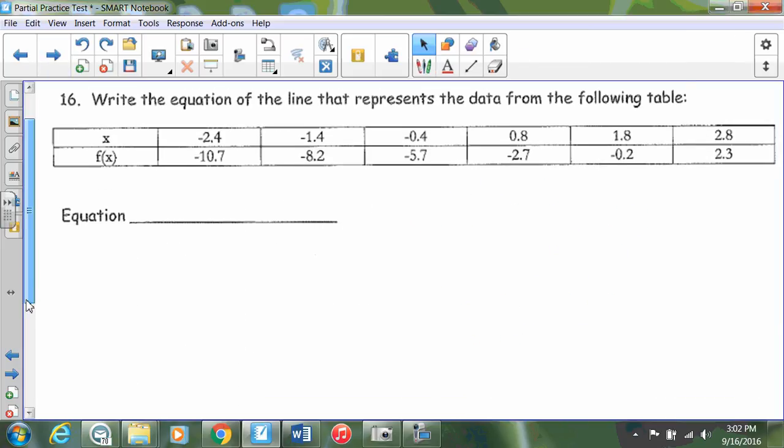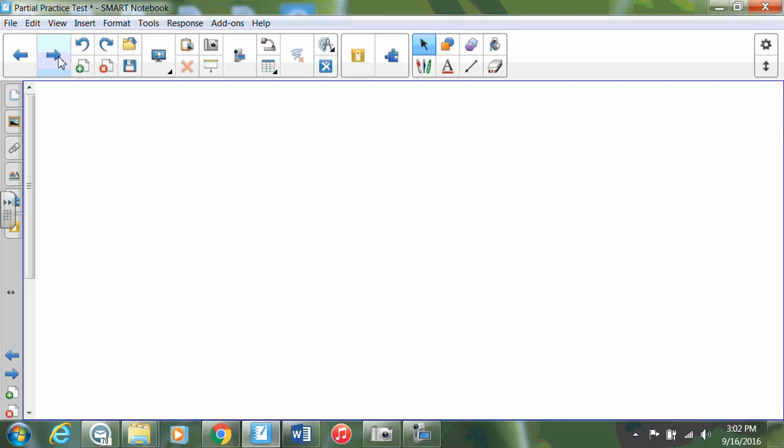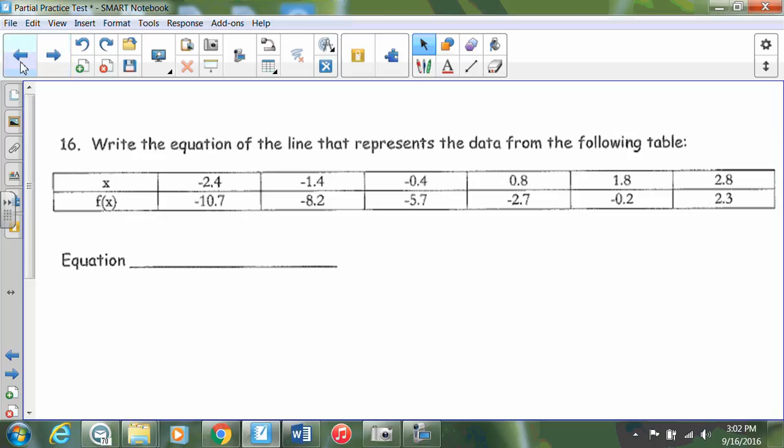Okay, and 16. Is 16 our last one? Let's see. Woo, 16 is our last one. This is awesome. All right, so a lot of decimals, but that's okay. We can do decimals.